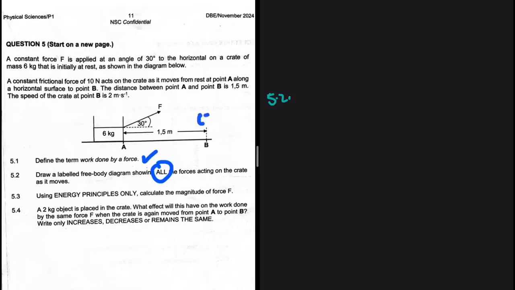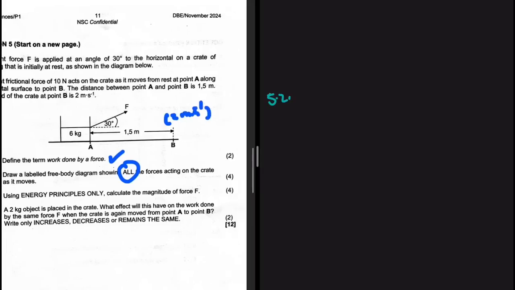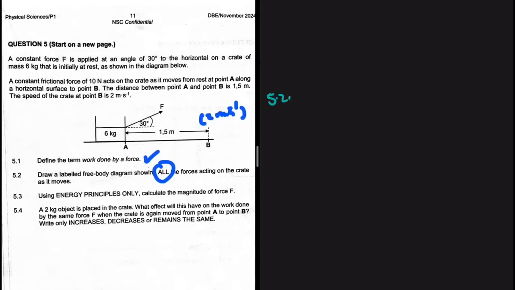A constant force F is applied at an angle of 30 degrees to the horizontal on a crate of mass 6 kg that is initially at rest, as shown in the diagram below. A constant frictional force of 10 newtons acts on the crate as it moves from rest at point A along a horizontal surface to point B. The distance between point A and point B is 1.5 meters. The speed of the crate at point B is 2 meters per second. So we need a free body diagram for the crate, and the mark allocation is 4 marks.